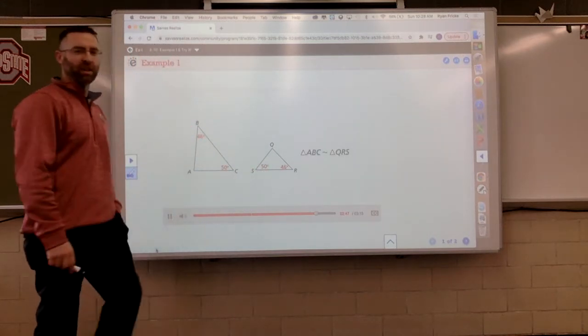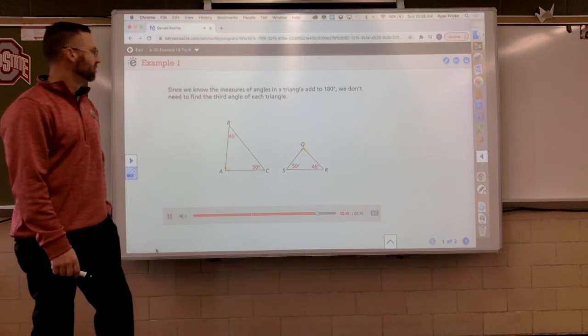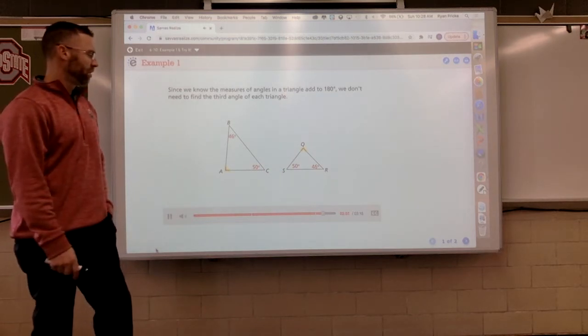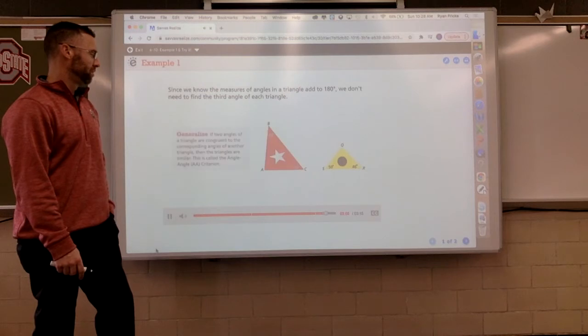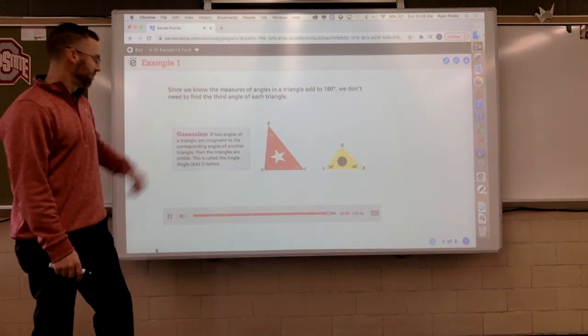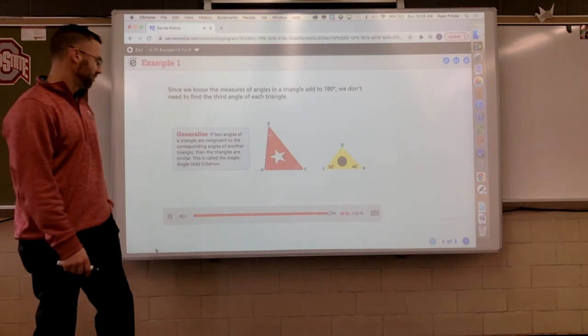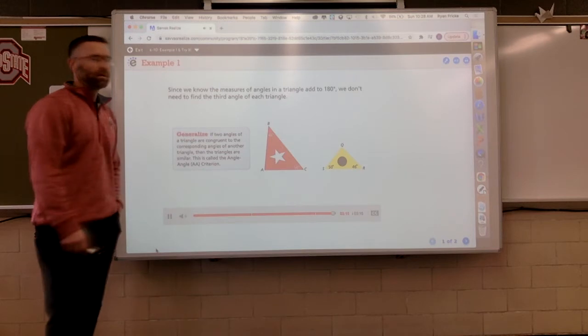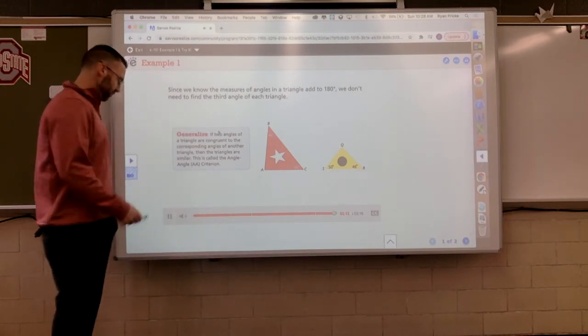We don't always have to do that, though. Since we know the measures of angles in a triangle add to 180 degrees, we don't need to find the third angle of each triangle. We know they have equal measures. That means if two angles of a triangle are congruent to the corresponding angles of another triangle, then the triangles are similar. This is called the angle-angle, or AA criterion.